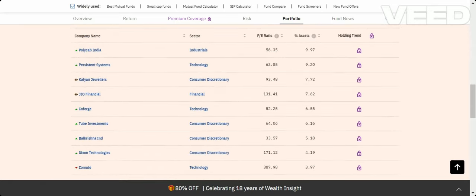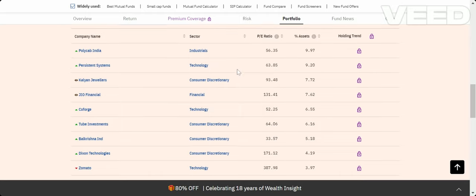And if you can scroll down, the top allocations of this mutual fund are Polycab, Persistent, Kalyan Jewellers, Jio, Coforge. If you see the major allocation, approximately 50% of the allocation that this mutual fund has made in the current market scenario is to stable and consistently strong midcap companies. So, even if there is a correction in the market, the fund will relatively remain stable.